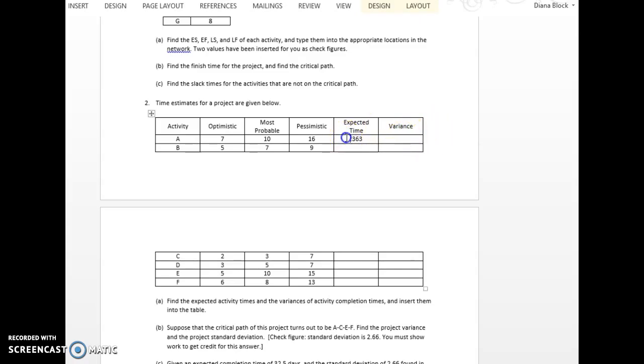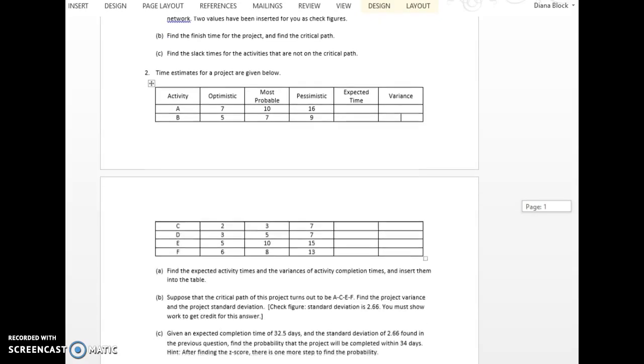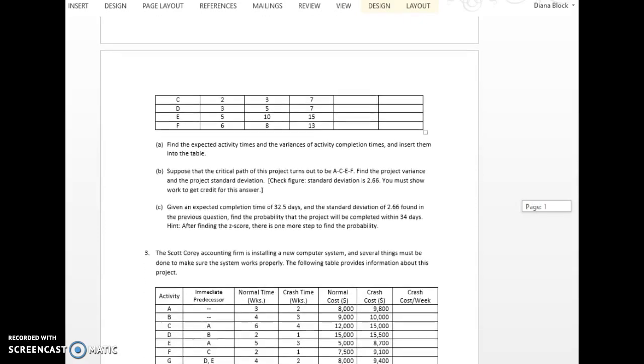Again, those numbers are just examples, but I'm not looking for you to put something like that. I'm looking for you to put the actual expected time and the actual variance, whatever that number may be, and it's going to be numbers with decimals. So don't just leave it as something divided by something. That's not a final answer.